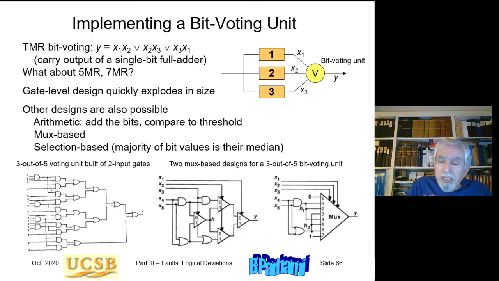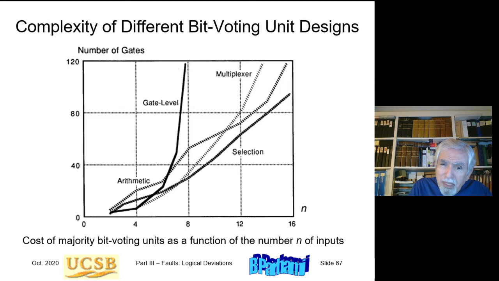This is from a publication of mine from many years ago, in which voting units are designed in different ways and compared. Using gate networks, using multiplexers, 2 different designs. I won't go into the details because I have a different way of presenting this in a subsequent slide. These are compared here with regard to complexity: the number of inputs, n, how many inputs you are voting on, and the total number of gates.